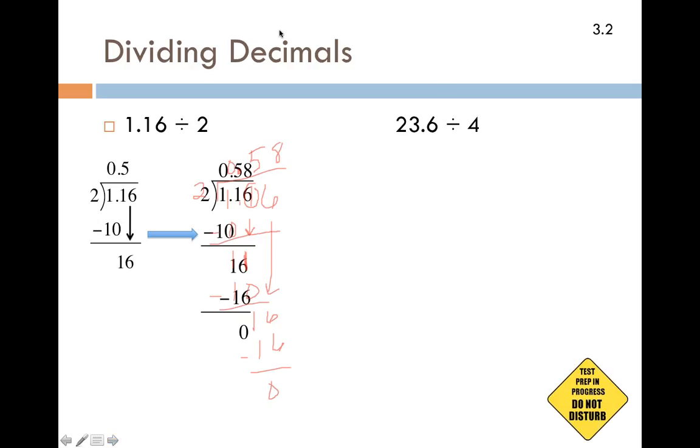All right, so what I want you guys to do is see if you can solve that second problem without using a calculator.